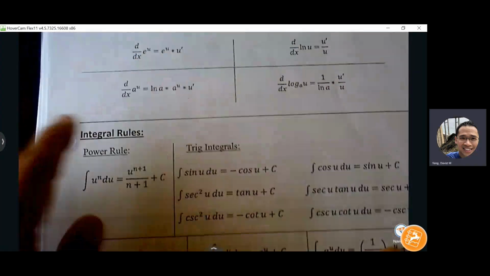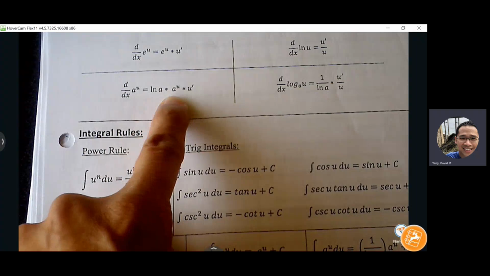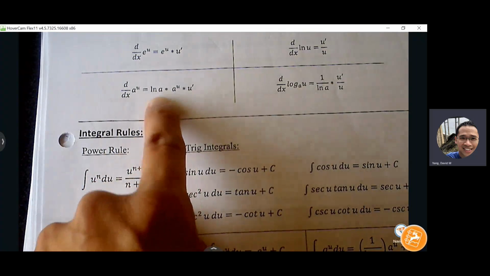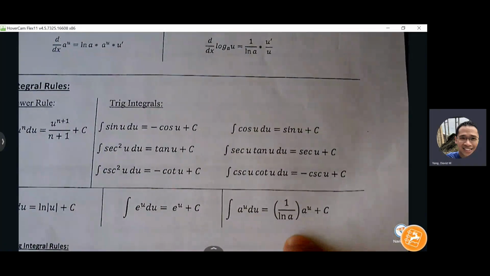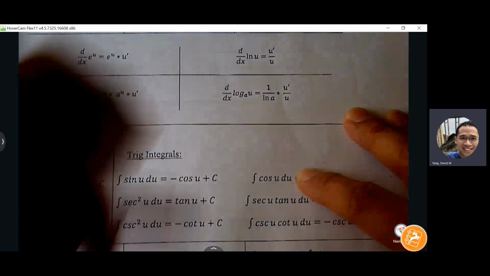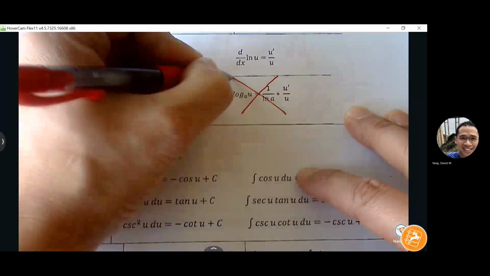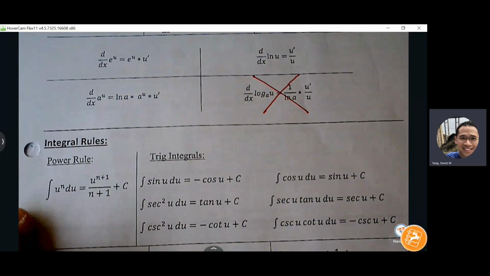And then yesterday, we also learned the derivative of a to the u is natural log of a times a to the u times u prime. So if I take the antiderivative, I have this new rule here, 1 over natural log of a times a to the u plus c. Okay, now you don't have to worry about this one here. This will not be on any of the quizzes or tests.